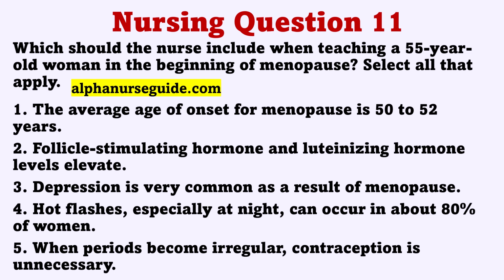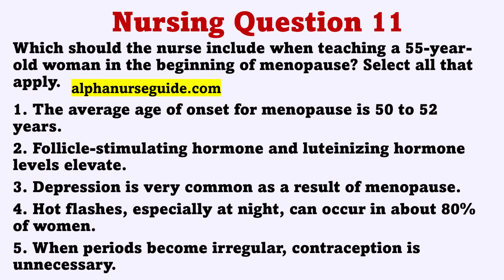Which should the nurse include when teaching a 55-year-old woman in the beginning of menopause? Select all that apply. 1. The average age of onset for menopause is 50 to 52 years. 2. Follicle-stimulating hormone and luteinizing hormone levels elevate. 3. Depression is very common as a result of menopause. 4. Hot flashes, especially at night, can occur in about 80% of women. 5. When periods become irregular, contraception is unnecessary.